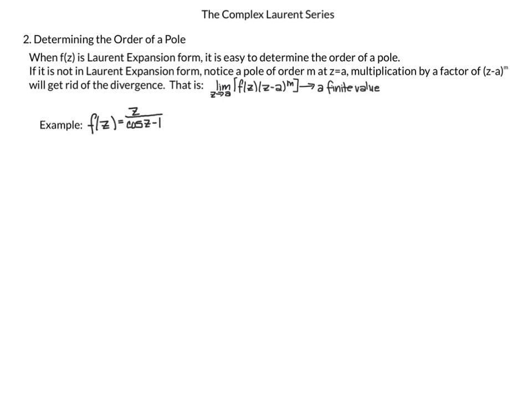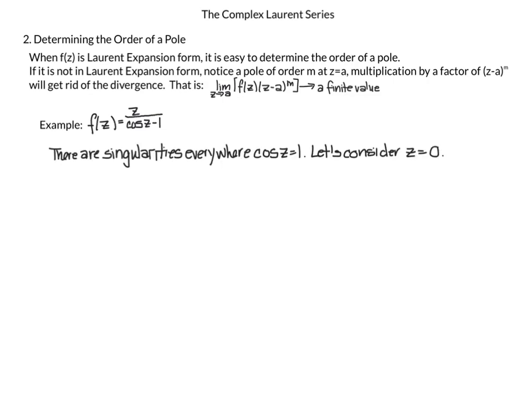For example, we can consider f of z equals z divided by cosine z minus 1. And here there are singularities everywhere, right? Whenever cosine z equals 1, there's a singularity. We will consider z equals 0. Again, because cosine is periodic, every 2 pi you're going to get 1. But let's consider z equals 0. We can see the function diverges as we approach z equals 0 because cosine is equal to 1, and then in the denominator we have 0.